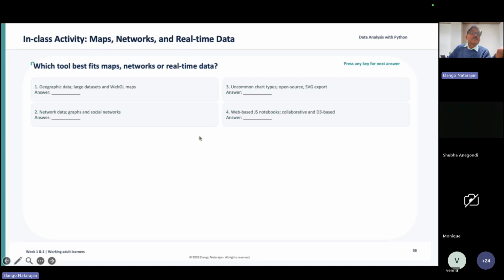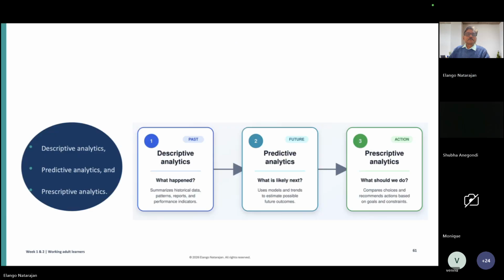And like I told you, the geographical data, large data sets. Kepler GL is a library we can use for network graphs, for uncommon chart types, from the open source. Raw Graphs, web-based JS, Nodes, Observable. So these are a few tools available in the market.